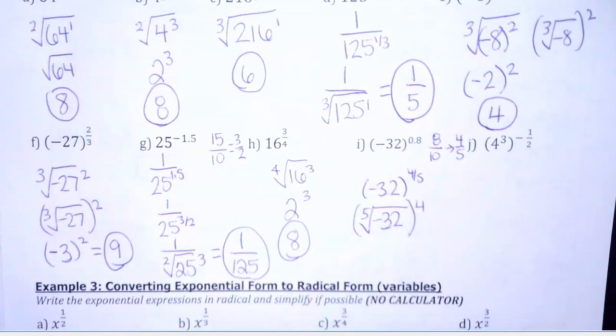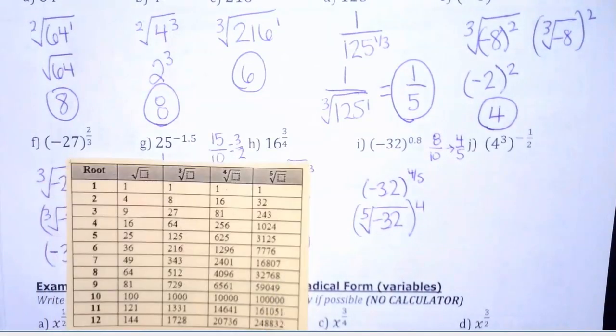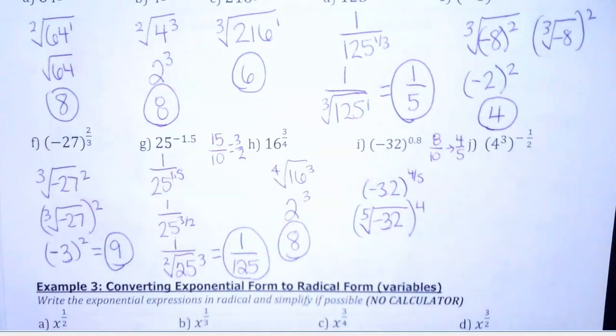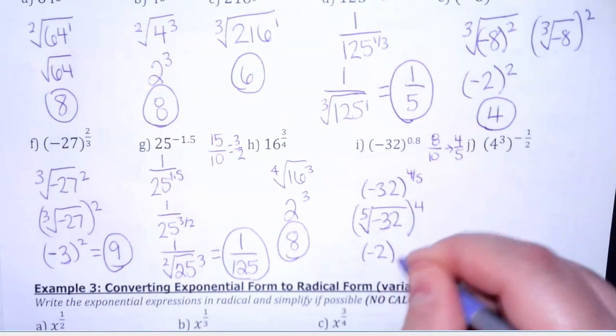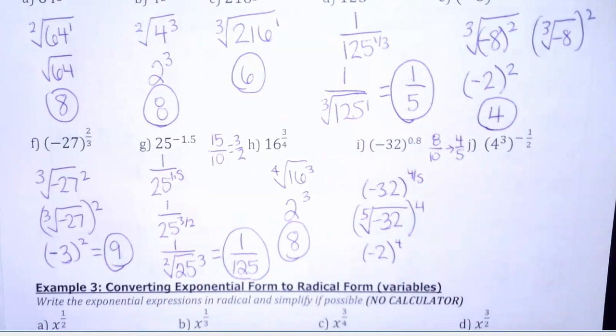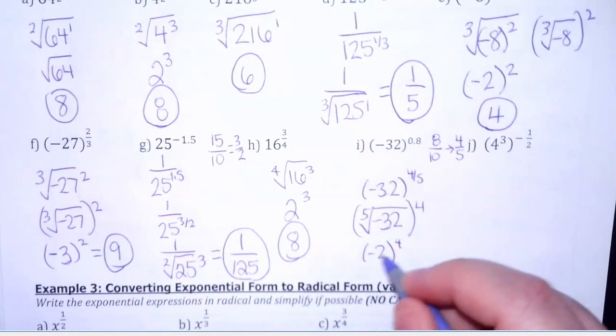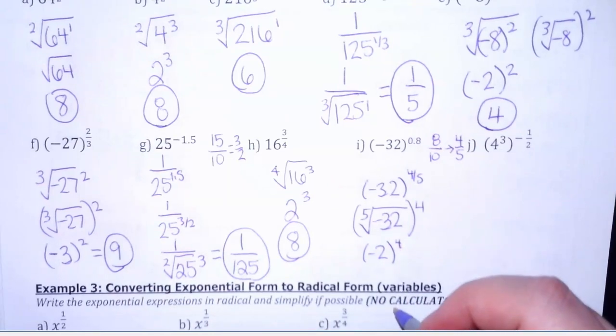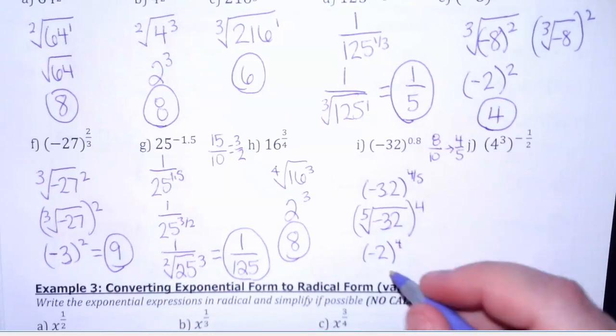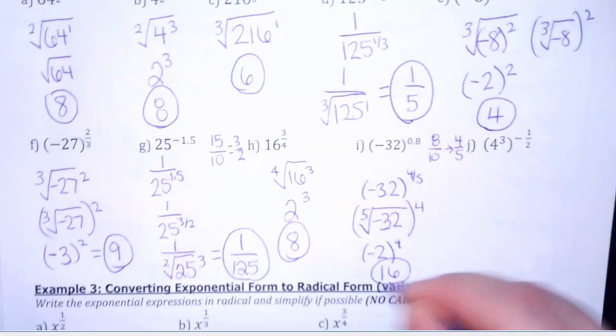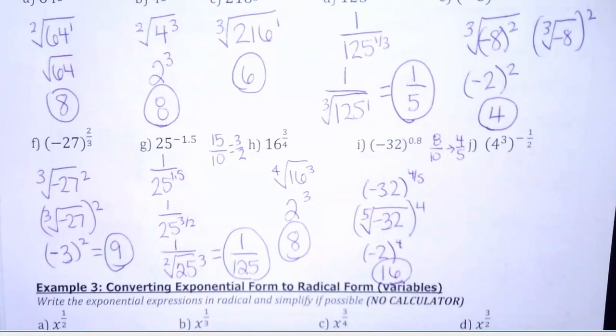Now, if you guys are looking here in the column with the perfect fifths, 32 is right the second one down, so it's 2 to the 5th power. So if I take the 5th root of negative 32, this is negative 2. And then to simplify that totally, I got to take that answer to the 4th. Now, a 4th power is going to cancel the negative. Anytime you've got even exponents, it's going to cancel that out. So this is going to be positive 16 as my final answer.